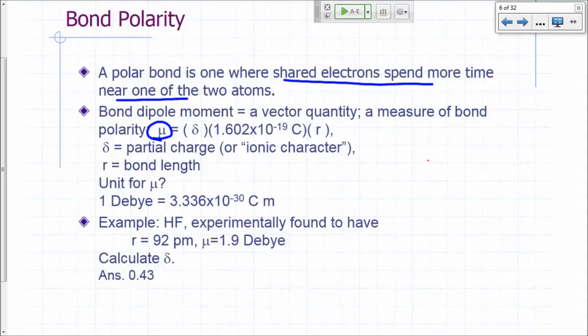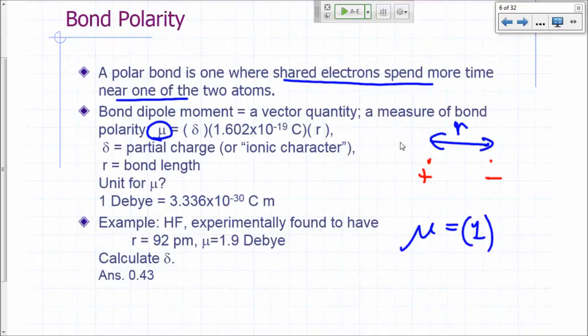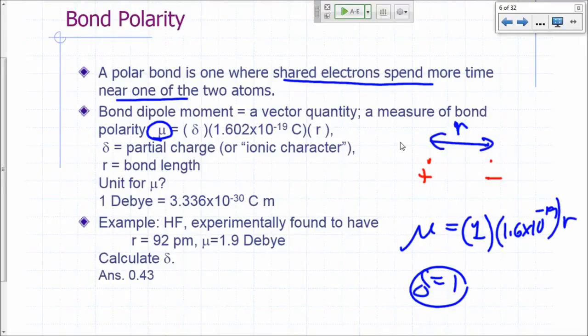So in other words, if you imagine a proton and an electron separated by a distance r, what would be your dipole moment for that? Then you'd have a full unit of charge. One electron is negative 1, one proton is positive 1. So delta is equal to 1 there. It's a full charge, not a partial charge, times the charge of the electron or proton, which is 1.6 times 10 to the negative 19, times r. That would be the dipole moment.